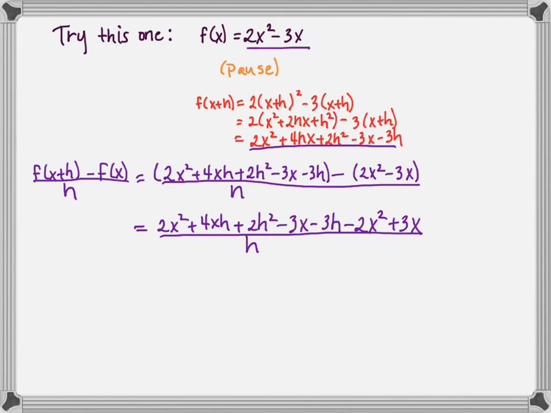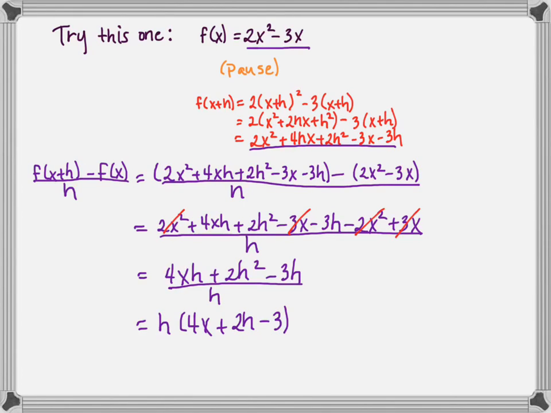Let's look to see what cancels in the numerator. We've got 2x squares that cancel and 3x's that cancel. So we're left with 4xh plus 2h squared minus 3h all over h. I'll factor h out of my numerator terms. So h times the quantity 4x plus 2h minus 3 over h. And now we can see that h's cancel. And our difference quotient is 4x plus 2h minus 3.